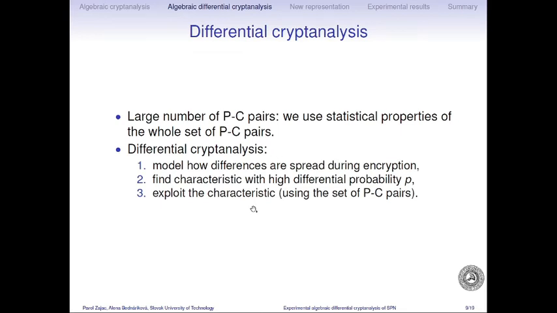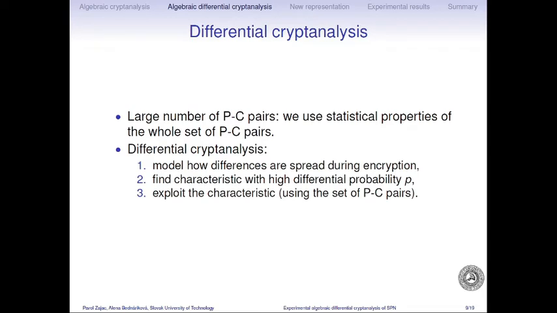Thus, if we have a very large number of PC pairs, we should instead use some statistical properties instead of algebraic properties. And the statistical properties we can use are typically differentials, or how the system behaves if we make some change. For example, we change one bit in the plaintext, and we focus on how this difference is spread in individual rounds. And if we can find some characteristics with high differential probability p, we can try to exploit the characteristic.